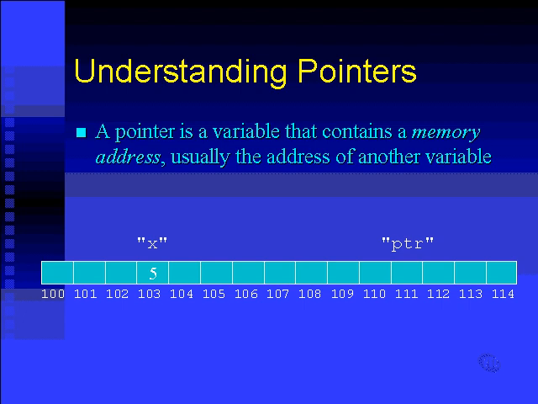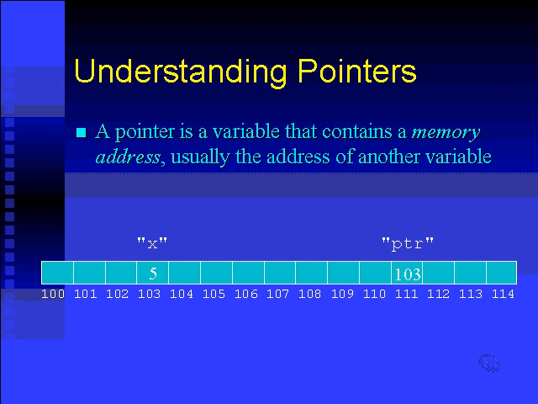However, pointer is not an integer. I'm going to declare it such that it is not an integer. I've declared x to be an integer, but I'm not going to be declaring pointer to be an integer. I'm going to be declaring pointer to be a pointer to an integer. Okay, so in other words, look at the paragraph above. Pointer is a variable that contains a memory address, usually the address of another variable. I'm going to say that the variable called pointer contains the address of x. In other words, it contains 103.